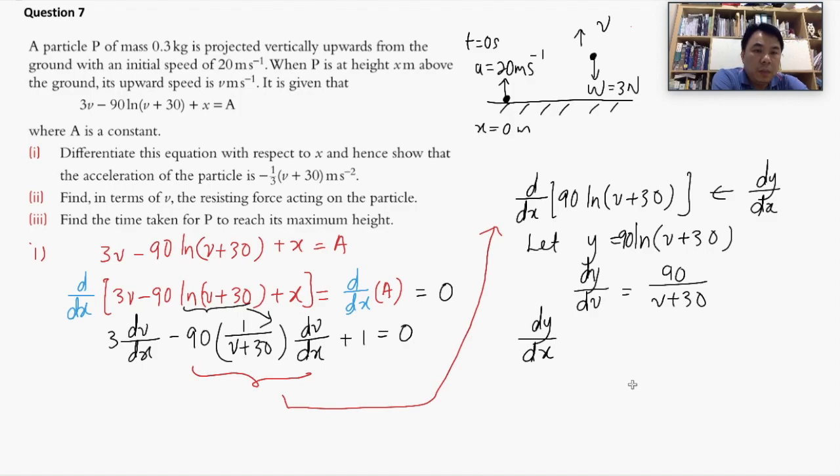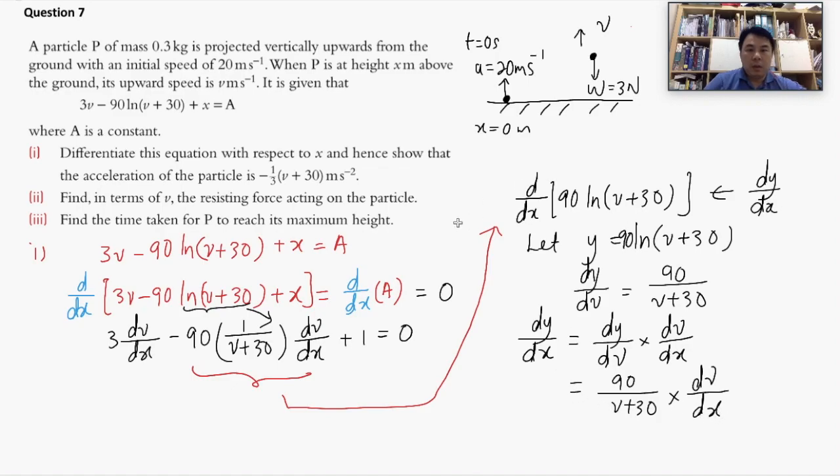So there's 90. And then if I want to carry out this dy dx, now dy dx is the same as dy dv crossed by dv dx. And then I have obtained my dy dv, which is 90 over v plus 30 crossed by my dv dx. Okay, so that's how this result is being produced. I hope that is clear.